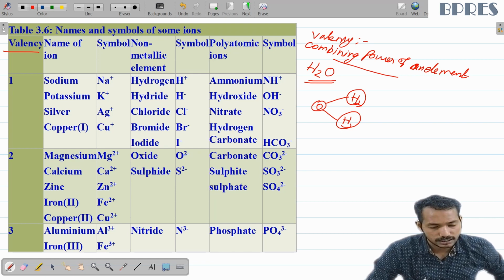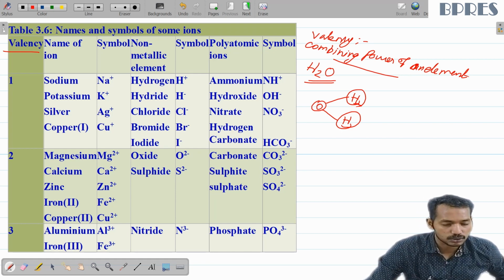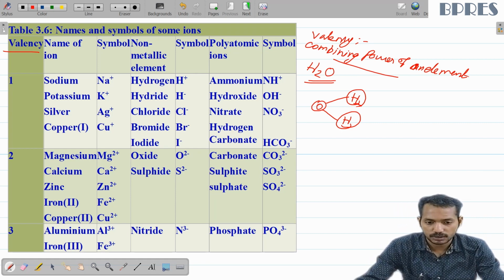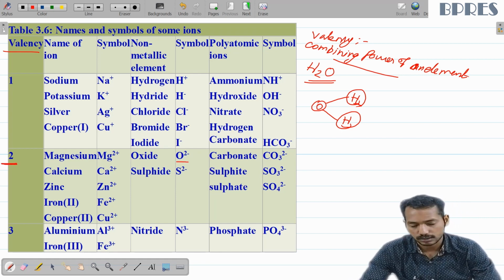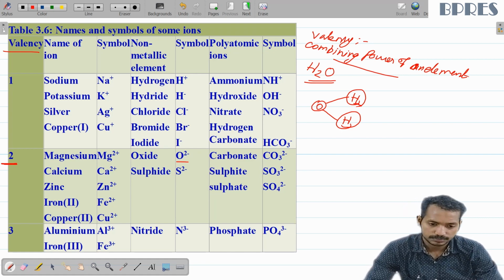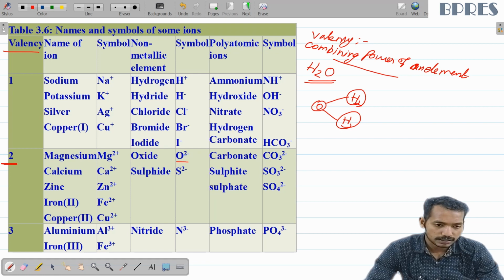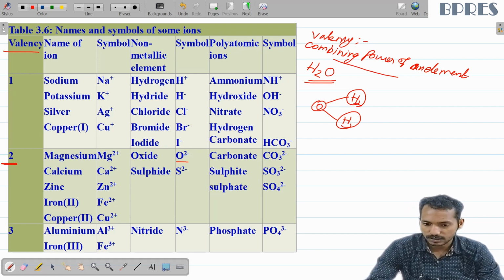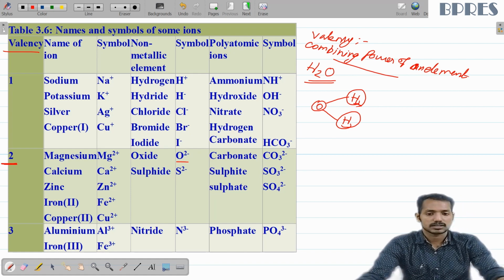Because of that, we can say that the valency of oxygen is 2, because it has the ability to combine with the two atoms of valency 1. So the valency of oxygen is 2. Clear? Also, valency is representing the charge. If we take only the numerical value, valency and the charge are the same. Clear? So there is a relation between valency and the charge.